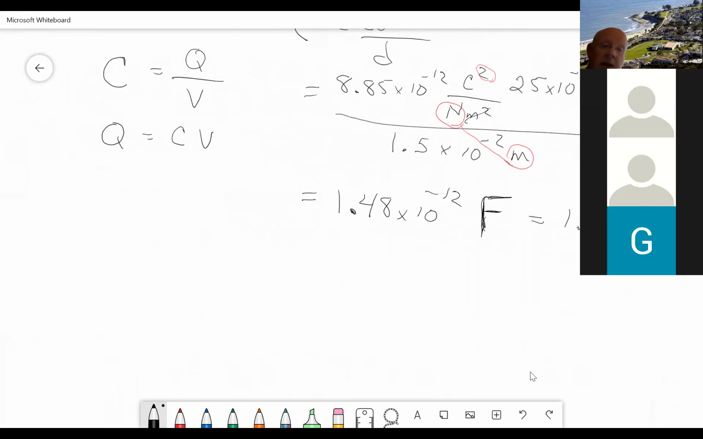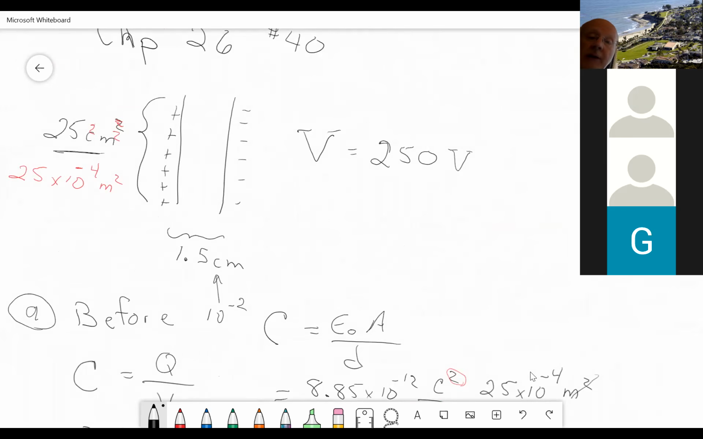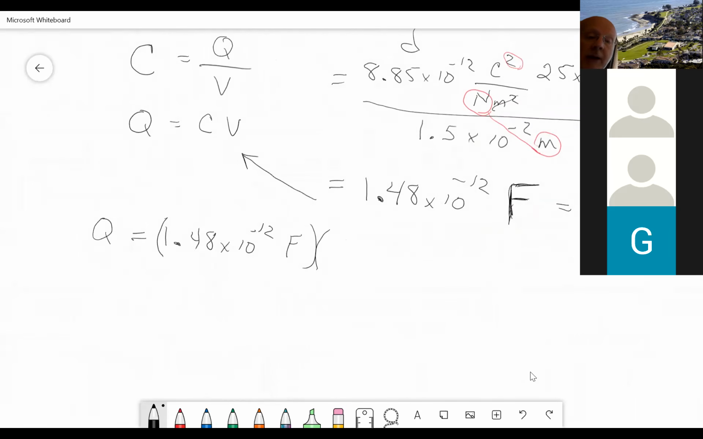So I don't think that was the answer to any of our questions, but we needed that for this first step A. So I'm going to bring this back over to here and then put 1.48 times 10 to the minus 12 farads for the capacitance. And the voltage, if I remember, I wrote 250 volts. Yeah, there it is. Okay, so let me come back up here. 250 volts.